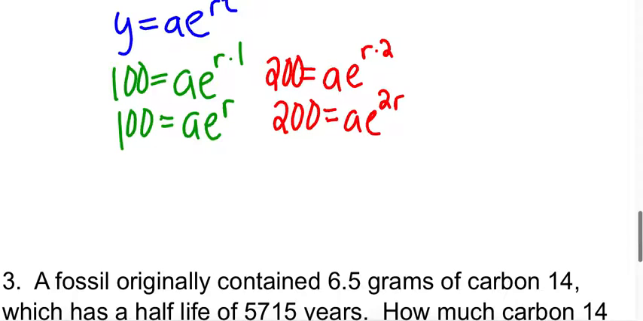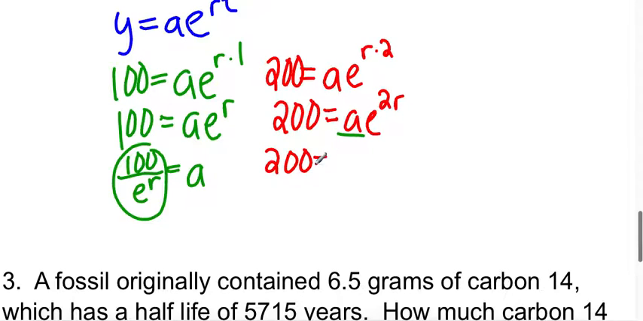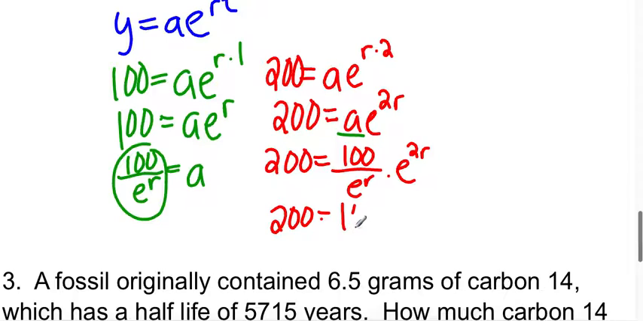So let's do that. So A equals 100 divided by e to the r. And now we're going to plug this in for A over here. So 200 equals 100 over e to the r times e to the 2r. And let's see, e to the 2r and e to the r, we can subtract those exponents. So we get 200 equals 100 e to the r, because 2r minus r is going to be r. We divide both sides by 100, and we get 2 equals e to the r.